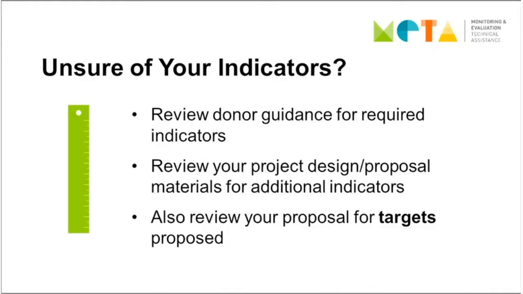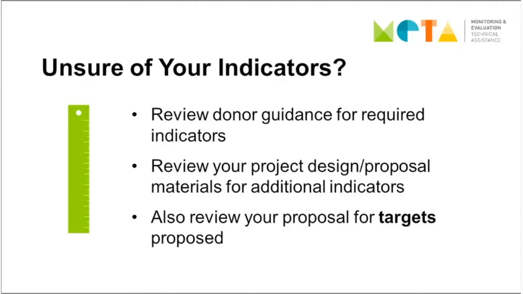So in this case, if you're unsure of what your indicators are for those outputs, those outcomes, those objectives, the first step is always to review donor guidance. If they have required indicators, you do not want to miss those, so an important thing to think about. And then again, go back to your project design, your proposal materials to see if there were additional things you proposed, or if there were no donor indicators, what did you propose? A lot of the time, there may be a miscommunication or some confusion around a proposed outcome.